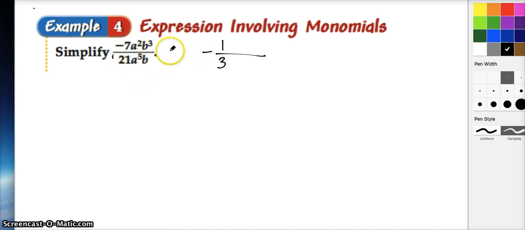Now I'm going to deal with my A values. I've got 2 at the top, 5 at the bottom. That's going to leave 3 at the bottom. Remember, 2 minus 5 is a -3. A to the -3rd means 1 over A to the 3rd. Or you could look at it as having 2 A's up at the top, 5 A's at the bottom. Cancel, cancel, 3 A's are left at the bottom.